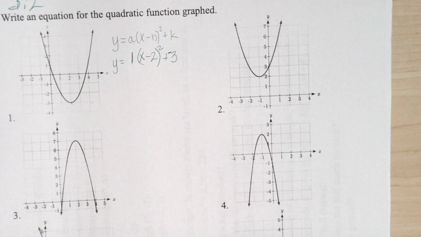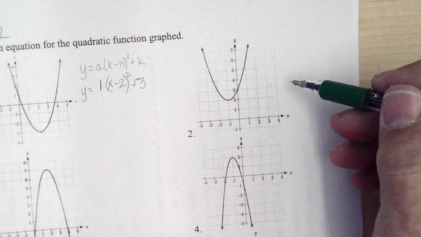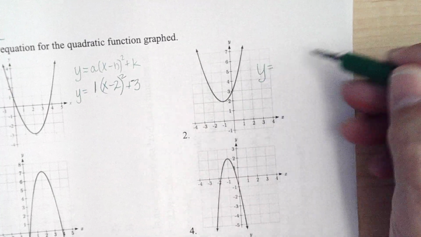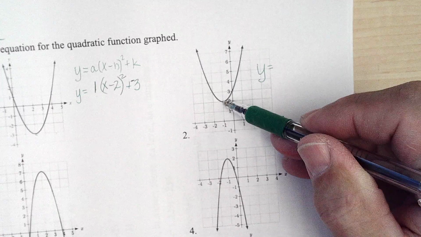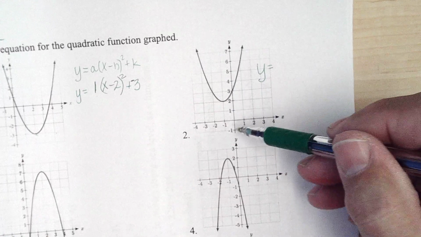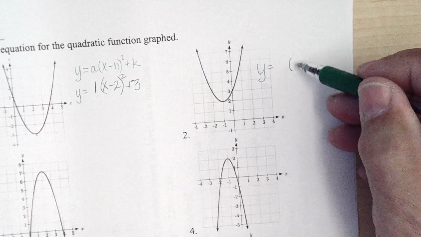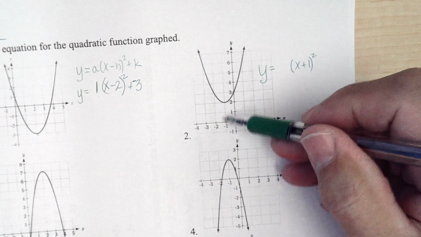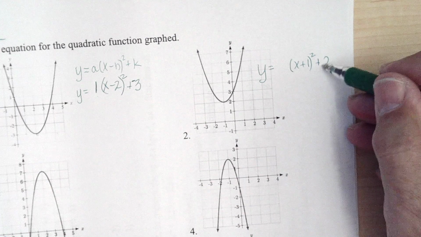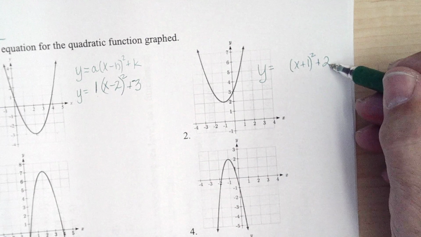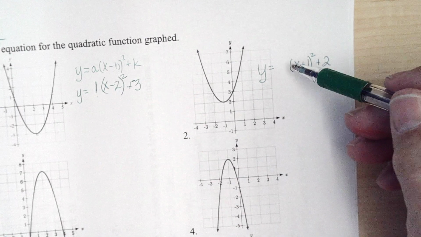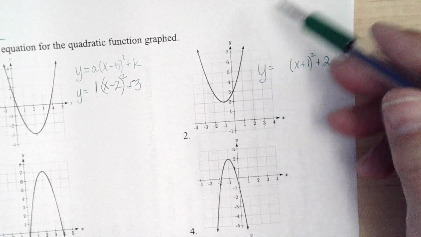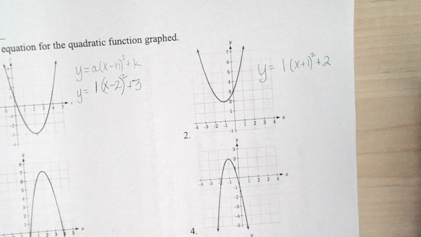And I see I asked you to do 2. So if I use transformational form on this, I get y equals, see, it's moved minus 1, so it must be x plus 1. It's moved up 2, so it's got to be plus 2. And it's over 1, up 1, over 2, up 4, so a must be 1.